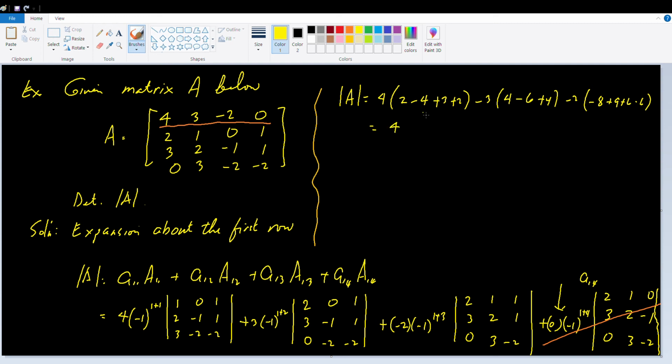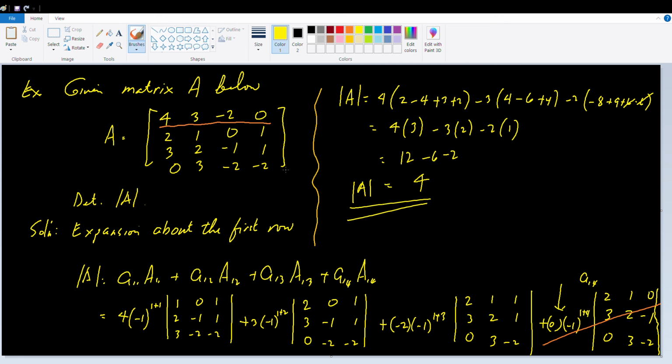So what do we have here? 4, 3, 2 minus 4 is negative 2, negative 2, positive 3 is positive 1, plus 2 is 3. And then minus 3, wait, let me check that. What do we have here? Negative 3, this will be negative 6, positive 2. Okay? Minus 2 times negative 8 plus 9 is positive 1, 6 will cancel. So positive 1. So we have 12 minus 6 minus 2. That gives us the determinant of A equal to 4. Okay?